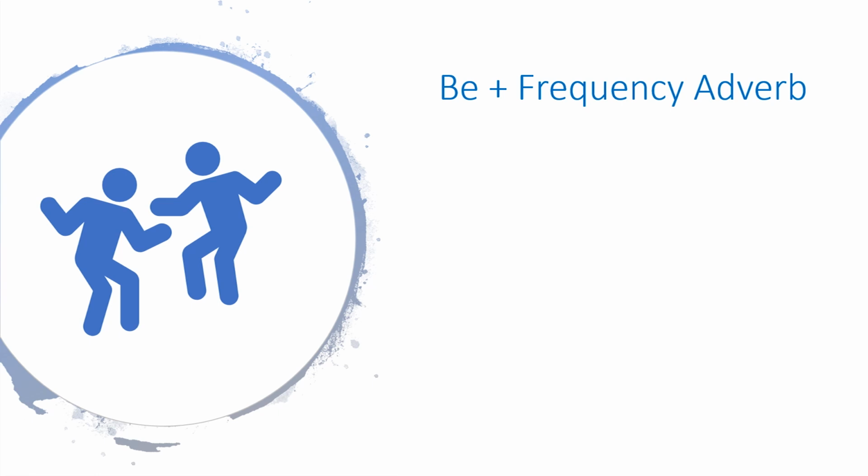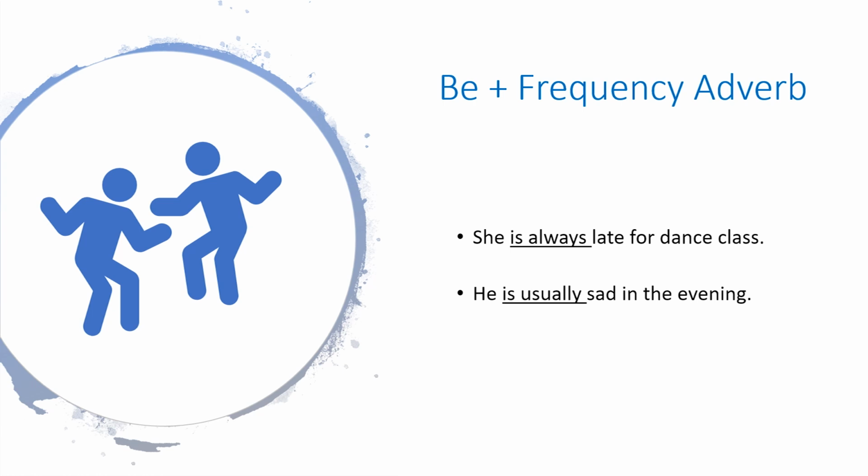Let's discuss whenever in a sentence there is no main verb. So how do we use frequency adverbs in those kinds of sentences? We follow the rule be plus frequency adverb. For example, she is always late for dance class. So is has been used and always has been used after the be form of verb. Moving on, he is usually sad in the evening. Similarly, they are rarely at home in the evening.